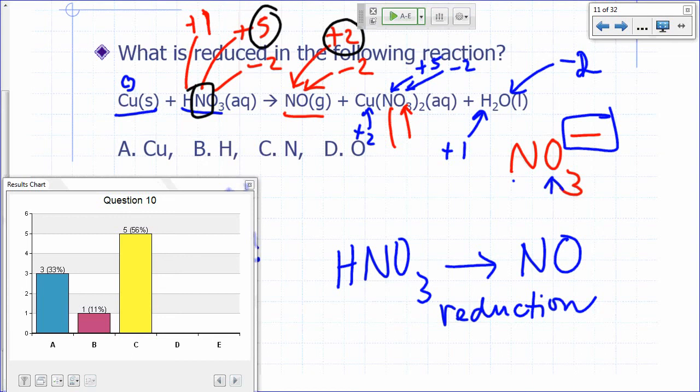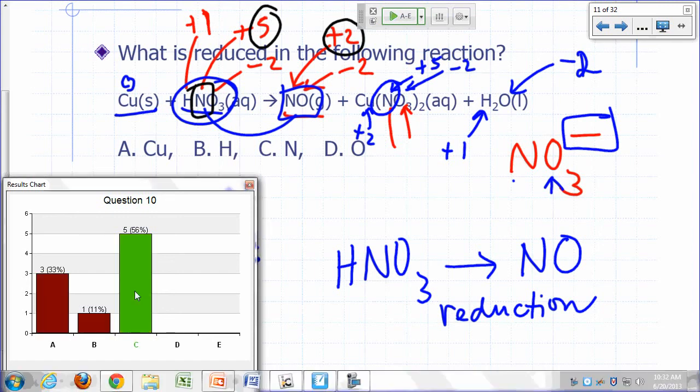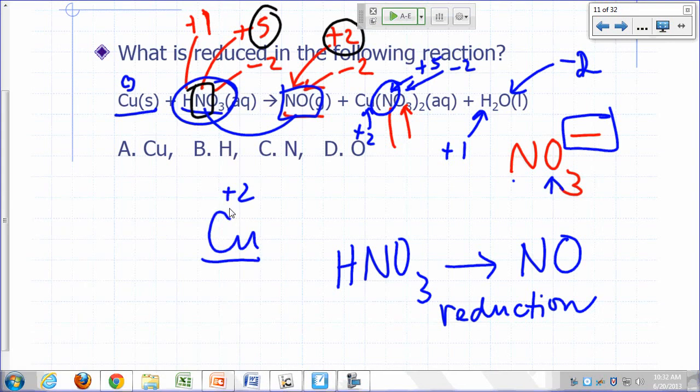Now you might say, the nitrogen in the copper nitrate is still +5. Then that tells you there must be some extra HNO3s where the nitrates did not get reduced. But this is the only source of nitrogen, so whatever gave you NO must have been an HNO3. So nitrogen, we say, is reduced. The correct answer is C. What is oxidized here?